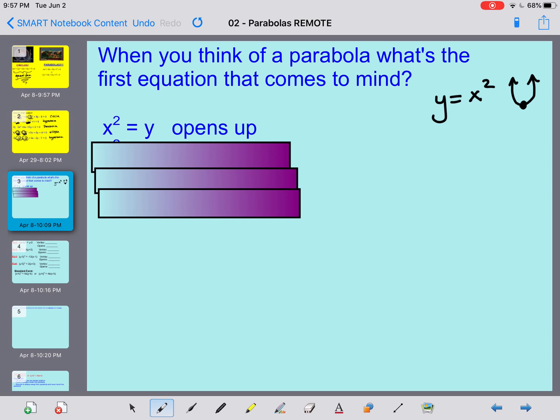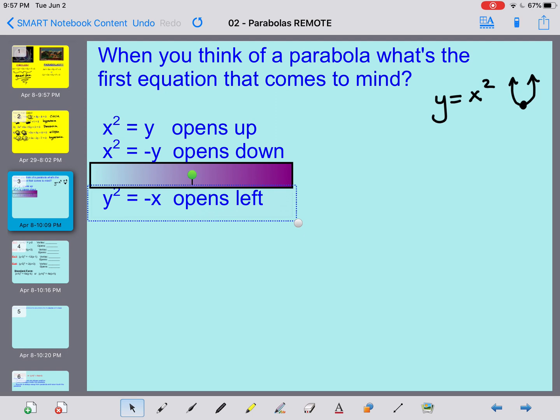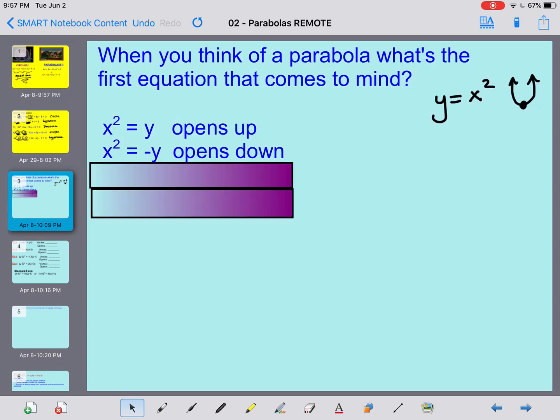So it'll say x squared equals y, and this is your most basic one that you already know, and that opens up. How do we make a parabola open down? Hopefully you're saying we add a negative sign. So for our standard form for a parabola, we're going to add that negative sign to the right-hand side. See it in front of that y. So that's where the negative sign will appear.